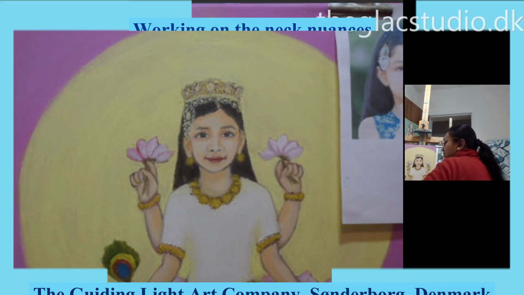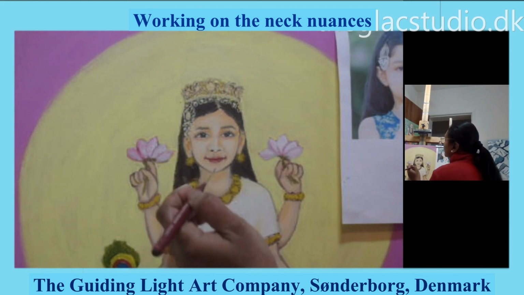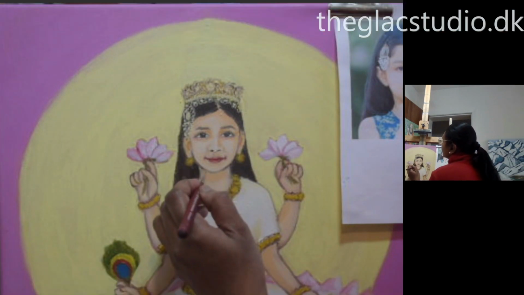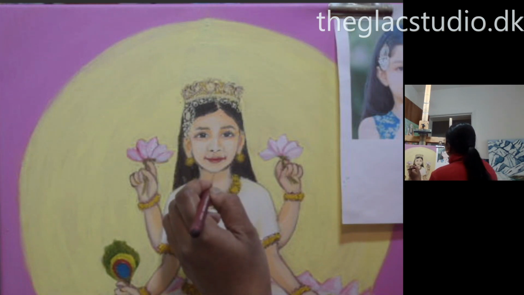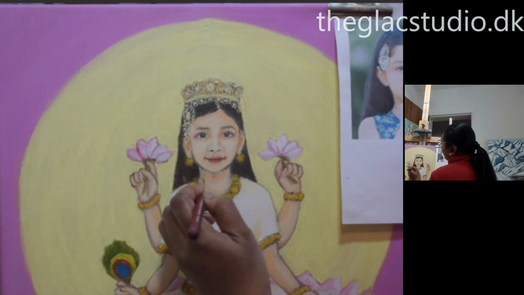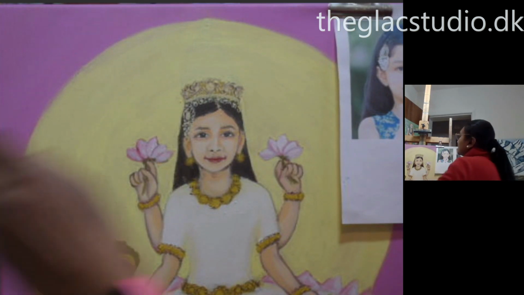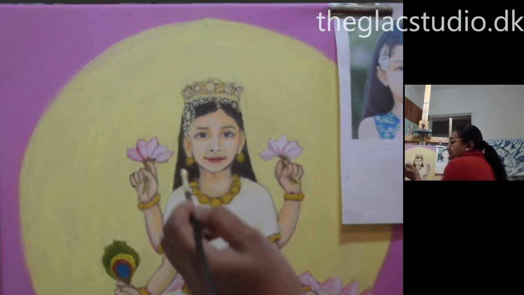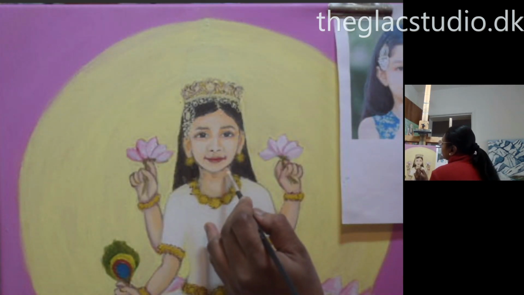So now I'm taking a little more of this burnt umber crimson shade to give a little more in the neck area, because this is where the shadow is going to be. And we will blend this. I'm going to use brush number 1 to go ahead and blend it here nicely.